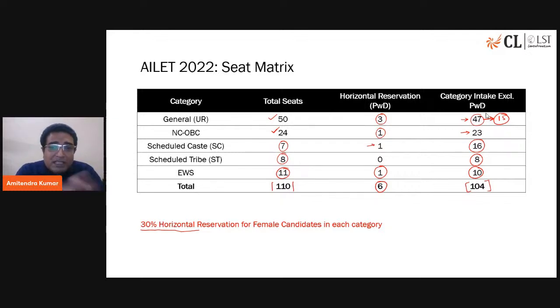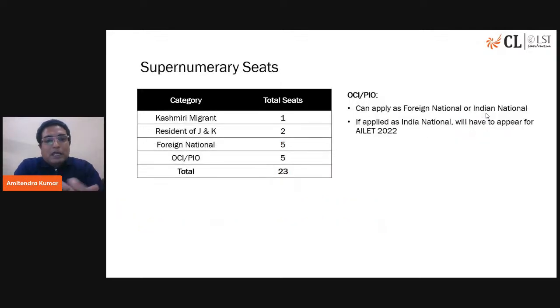So these two specific reservations in terms of horizontal, apart from this 110 seats, there are 23 supernumerary seats. Now, what does supernumerary seats mean? Over and above the intake. So for each of these categories, if you talk about Kashmiri migrant, there is one seat reserved, resident of J&K, two seats, foreign national, five seats.